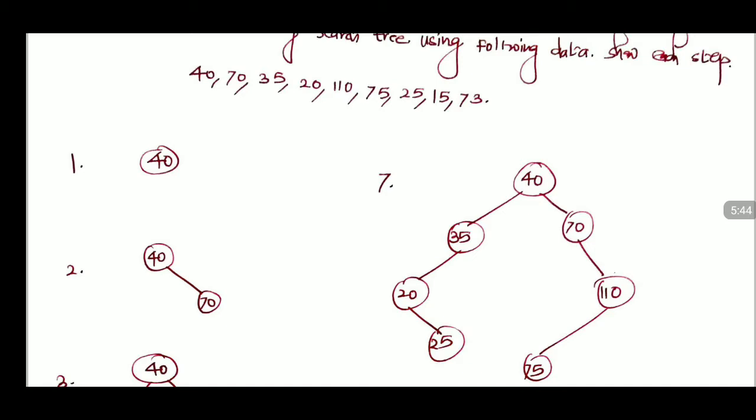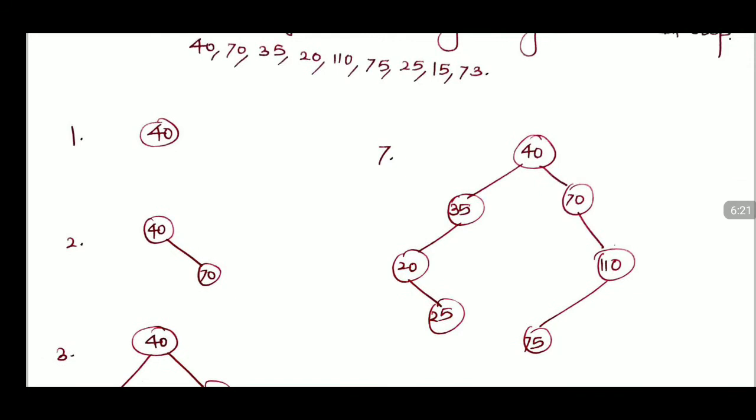right. In case of construction of a binary search tree, we have to follow two rules. The first rule is if the entity is less than the root, we go to the left part of the tree, and if the entity is greater than or equal to the root, then it goes to the right part of the tree. Now in this example, 70 is greater than 40, so it will go to the right part of the tree. Then the next element we are reading is 35.